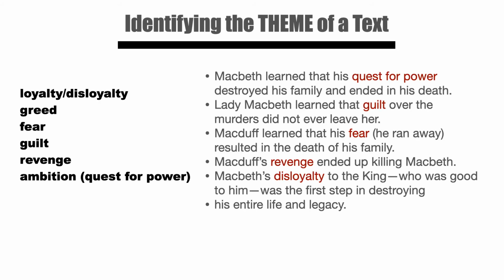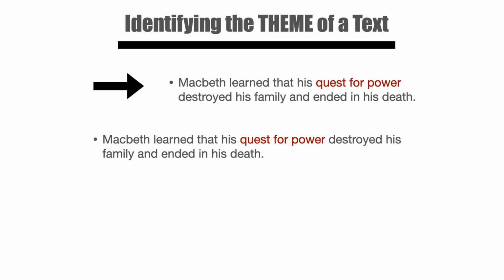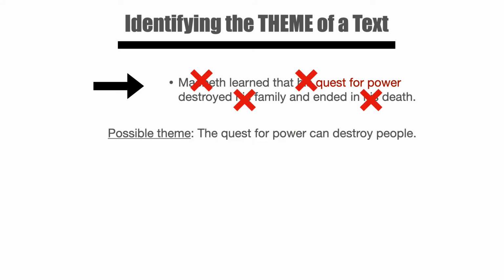So as I try to identify the theme of Macbeth, I'll brainstorm ways that the characters showed these emotions throughout the story. After brainstorming, I will choose the sentence that I think is the strongest representation of the overall message. In this case, I think my strongest sentence is, Macbeth learned that his quest for power destroyed his family and ended in his death. My theme sentence can't contain any specific references to characters, so when I take out all of the references to Macbeth and I rework my sentence, my possible theme sentence is, the quest for power can destroy people.